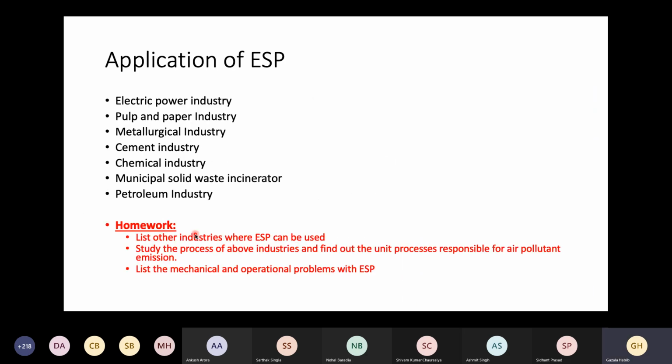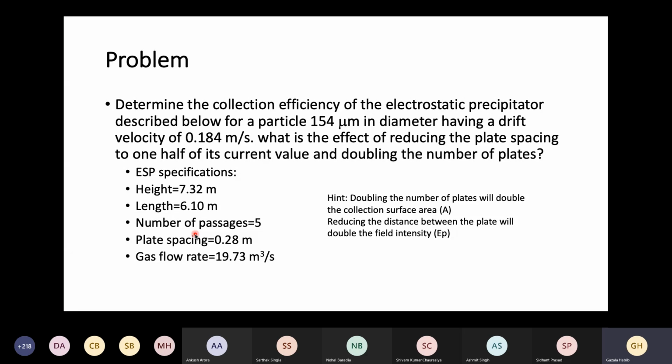Okay, this is another problem. You can solve this problem using the formula given in previous slides, and I have put the hint also. Double the number of plates will double the collection area. So there is another part, the second part of this numerical, which asks what is the effect of reducing the plate spacing to one half of its current value and doubling the number of plates. So how much will the efficiency increase, or decrease, or whatever.